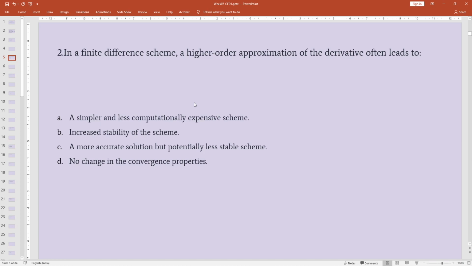When we have a finite difference scheme and we go for a higher order approximation, suppose from first order to second order, how will it affect the scheme? Think about the order of delta x, the error we are taking, when going from first order to second order or higher orders. What changes can you notice? You can inbox your answer.